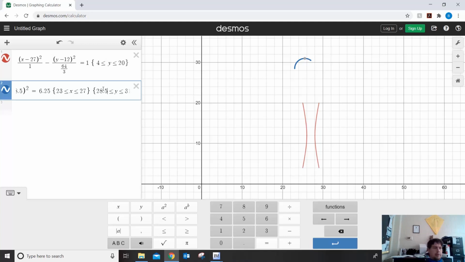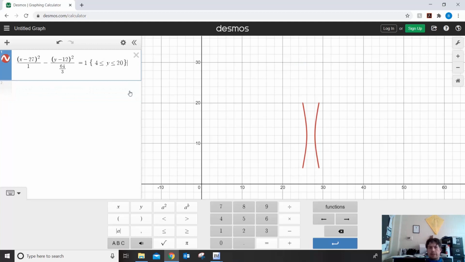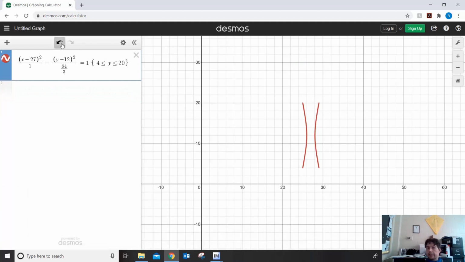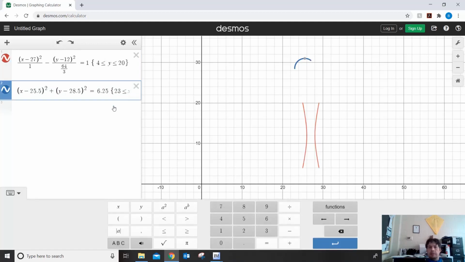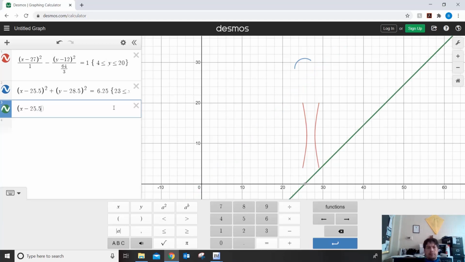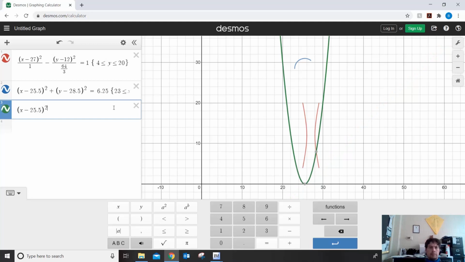So that draws the top part of the circle. Now I'm going to have to draw the bottom half of the circle, and I just deleted it, but thankfully there's an undo button. So I'm going to type in the original equation again. And I'm going to start throwing stuff away.